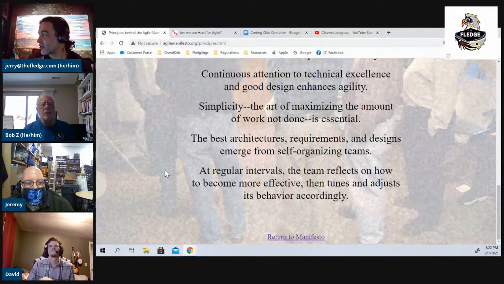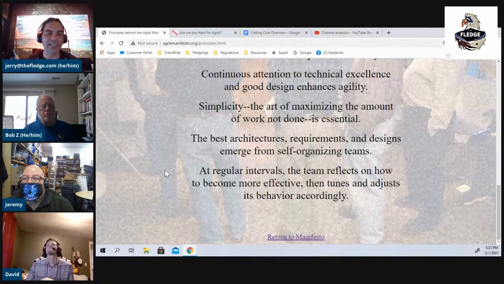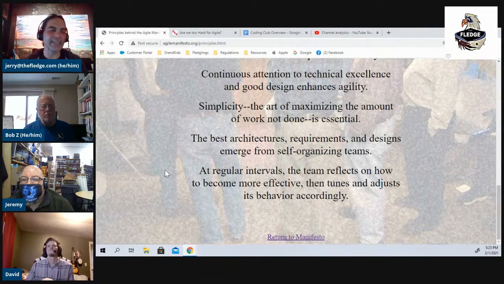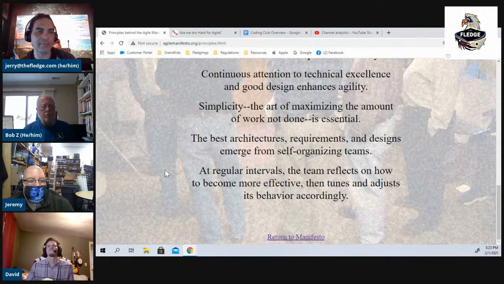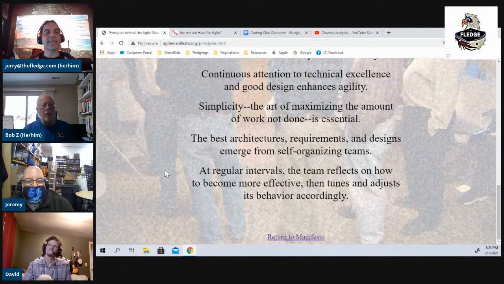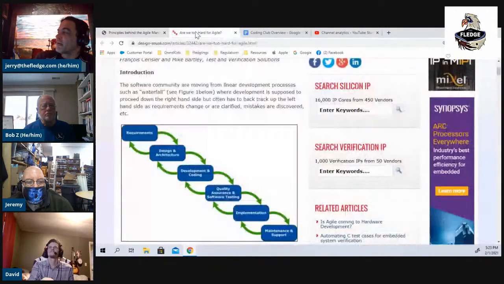And the best architectures, requirements, and designs emerge from the self-organized team. That's a big principle of the Fledge, our radical inclusion and our diversity, and letting the group manage what their destiny is. It comes up with such better solutions than if I just say, here's the 6 things you guys got to do today. Because they'll think of 20 things they can get done that are way better than the 6 things that I'm saying they can't even get done. And then regular reflection: teams take a break, they take a breath, and they reflect on what could be better. So that is the Agile method or manifesto.